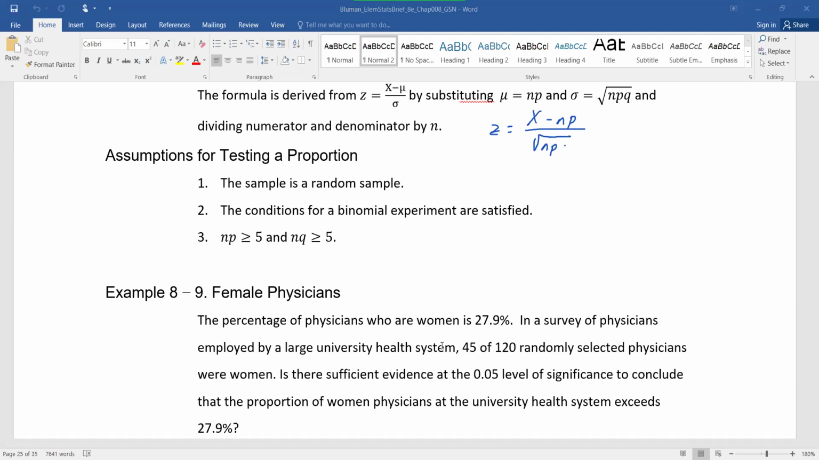All right, so that's kind of what we'll get. Same type of process. So, assumptions for testing a proportion. One, we're going to assume the sample is random and not rigged. Two, the conditions for a binomial experiment are satisfied. Remember, that means that there can only be two results, the probability of success and the probability of failure. There's not a third option. And then also that np is greater than 5, and so is nq.